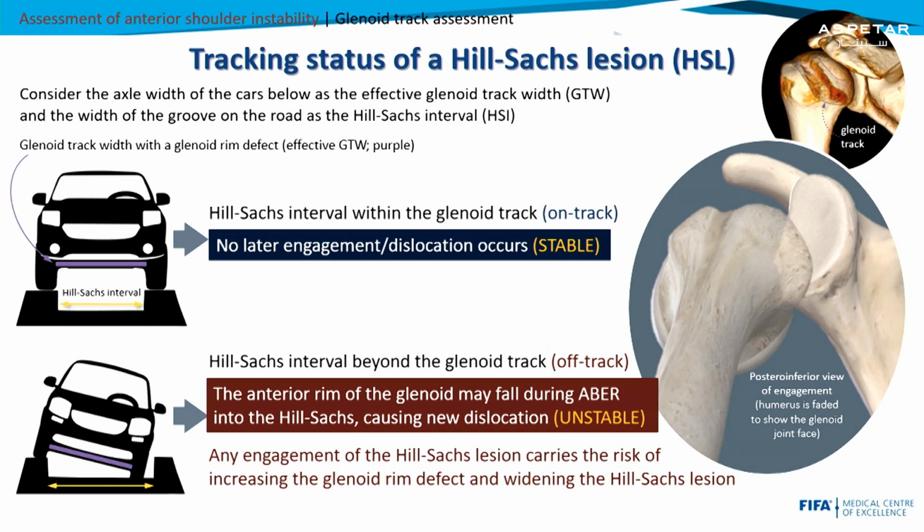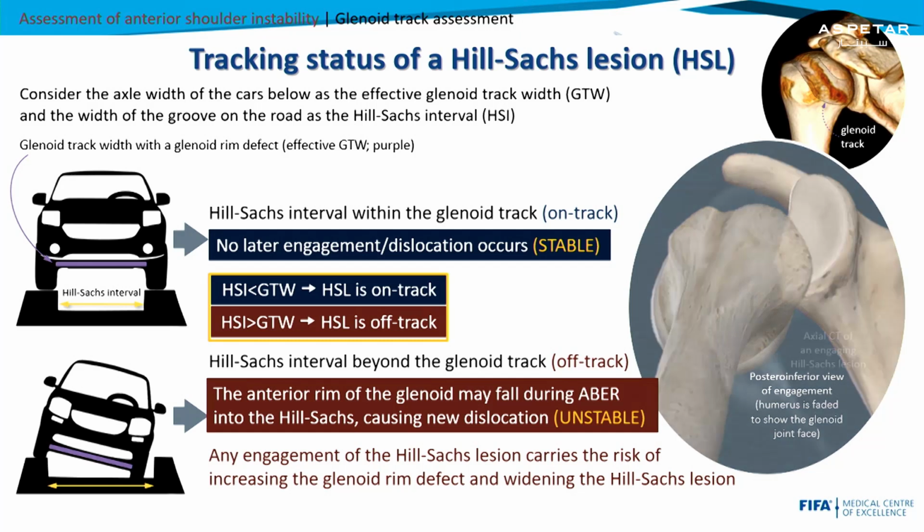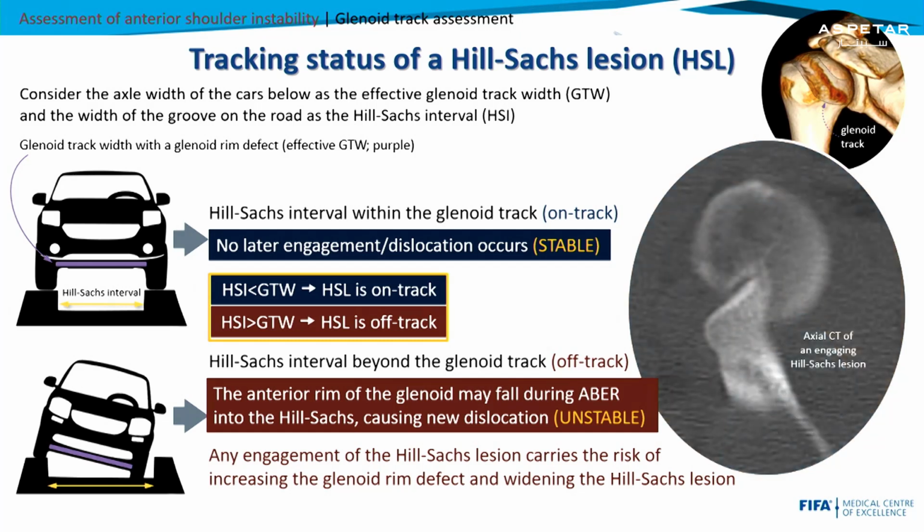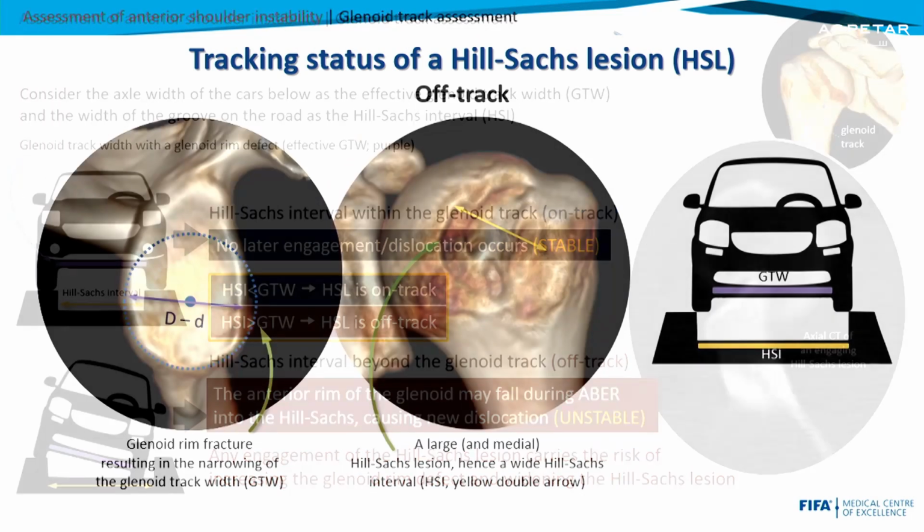If the axle of the car is smaller, or the groove on the road is bigger than our car, definitely our car will drop into the groove, and then it's going to be locked. If it's locked, we call it off track. Luckily, if our car is bigger than the groove, our car will not drop into it. In that case we say it's on track, which is good for the patient and also for us. Surgical time will decrease, and the surgical technique will be easier. So we need to think about this like this.